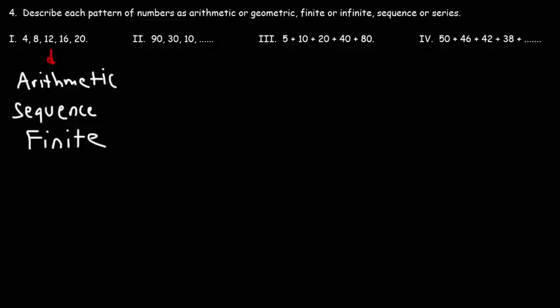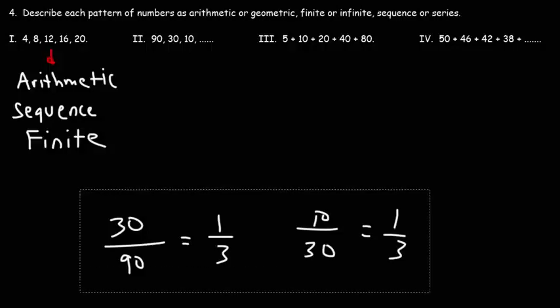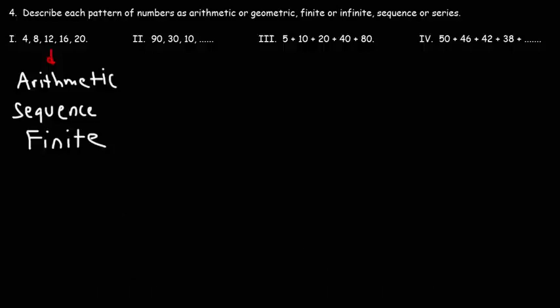Going from 90 to 30, that's a difference of negative 60. Going from 30 to 10, that's a difference of negative 20. So we don't have a common difference here. If we divide the second term by the first term, this reduces to 1/3. If we divide the third term by the second term, that's also 1/3. So what we have here is a common ratio rather than a common difference. So the pattern of numbers is geometric, not arithmetic. We're multiplying by 1/3 to get the second term from the first term.